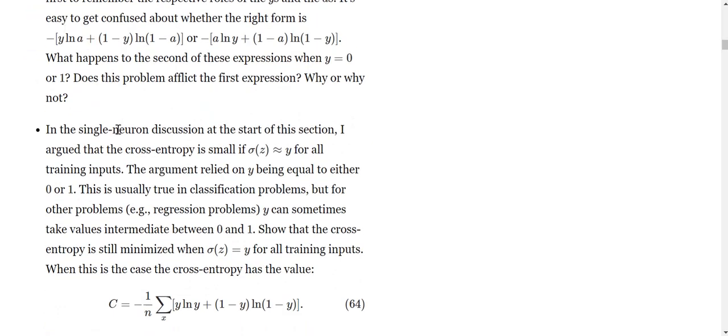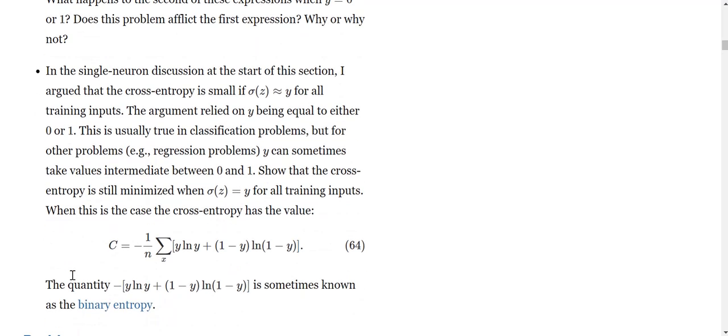Okay, so in the single neuron discussion at the start of this section, I argued that cross entropy is small if sigmoid z is approximately y for all training inputs. The argument relied on y being equal to either 0 or 1. This is usually true in classification problems, but for some other problems like regression problems, y can sometimes take values intermediate between 0 and 1. Show that cross entropy is still minimized when sigmoid z is y for all training inputs. When this is the case, the cross entropy has the value this, and this equation is sometimes known as the binary cross entropy. Okay, so what's the question again?